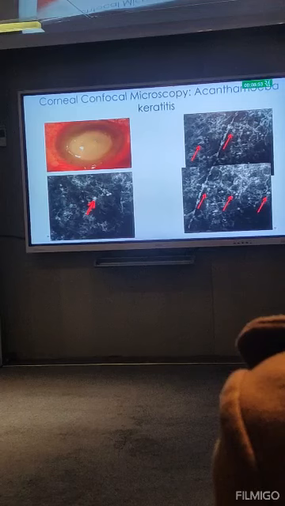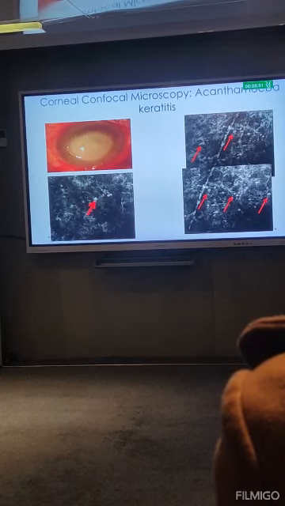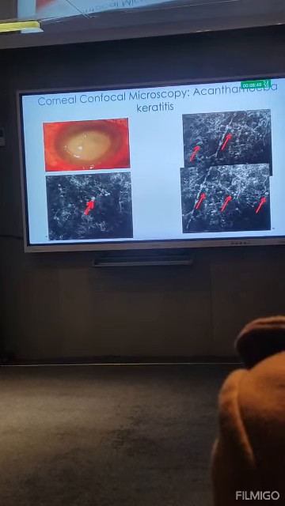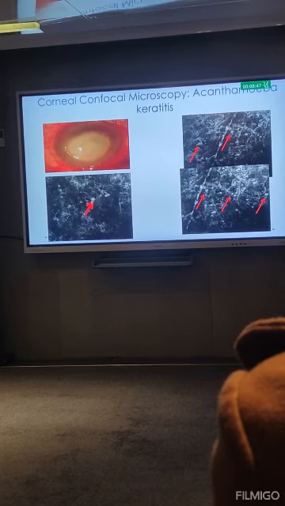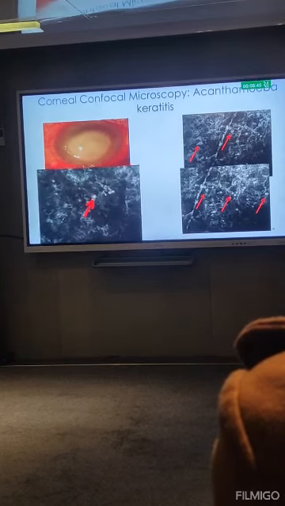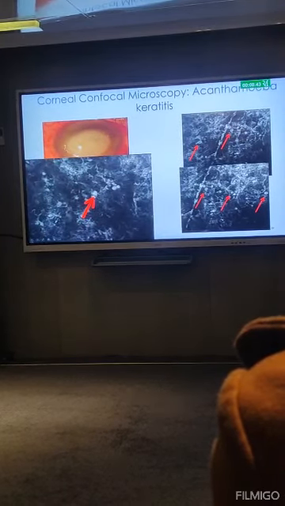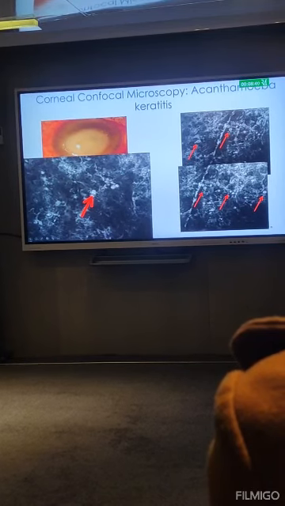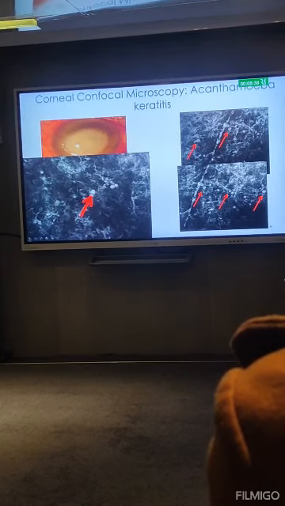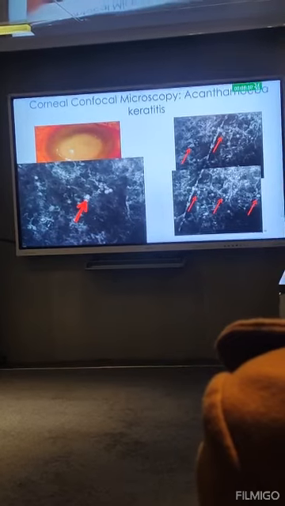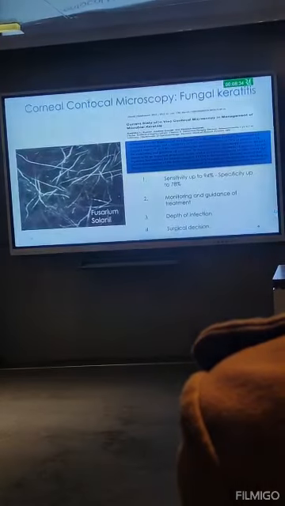Another case in which the cornea is very opaque because of the dense infiltration, this kind of acanthamoeba keratitis, and you can look for this. This is the sign that you have to look for: a double-walled cyst, or a signature ring sign if you get an oblique scan.